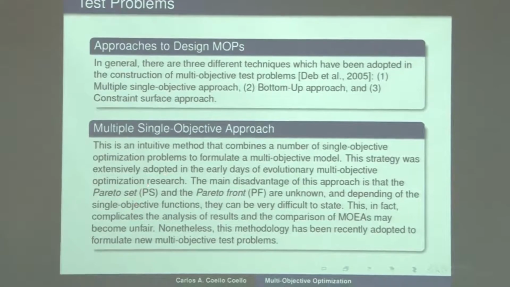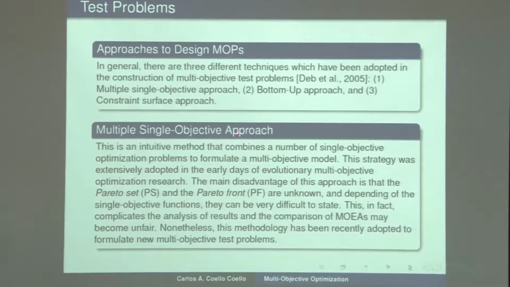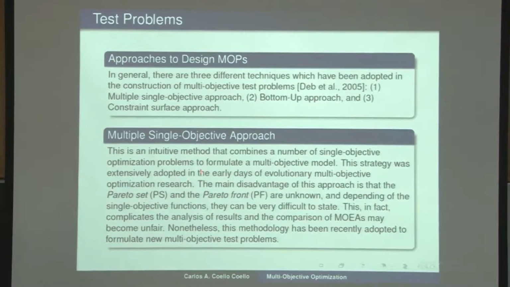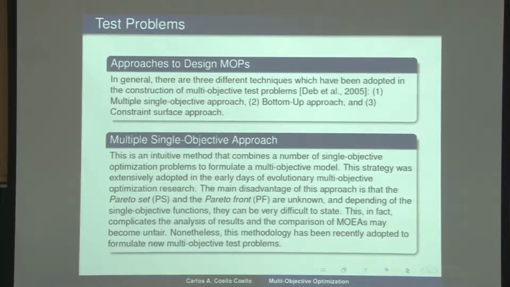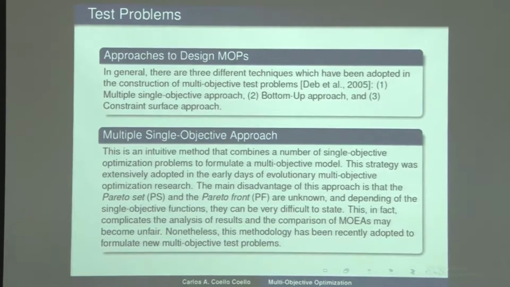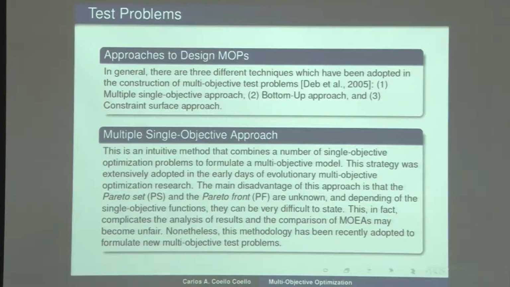This is a very simple, I would say intuitive, method in which we combine several single objective optimization problems to formulate a multi-objective model. If you remember from yesterday, we described this methodology from Kalyanmoy Deb, 99. He did something like this. He posed two single objective problems, put them together, and this created a problem with two objectives. So in the early days, several people adopted this.